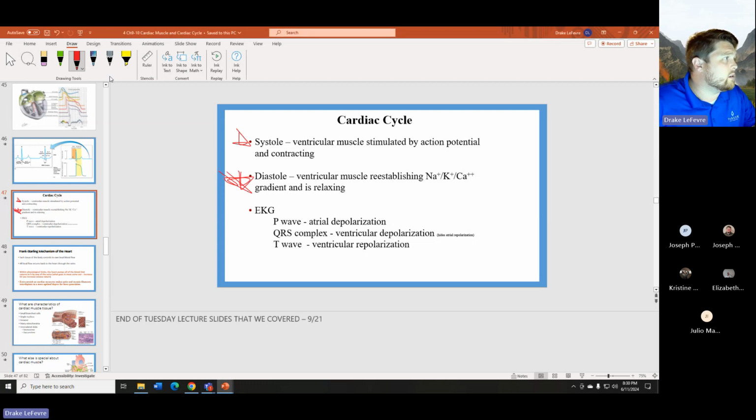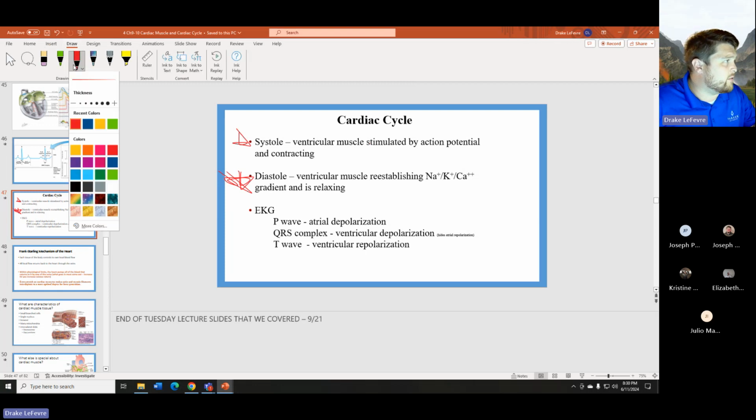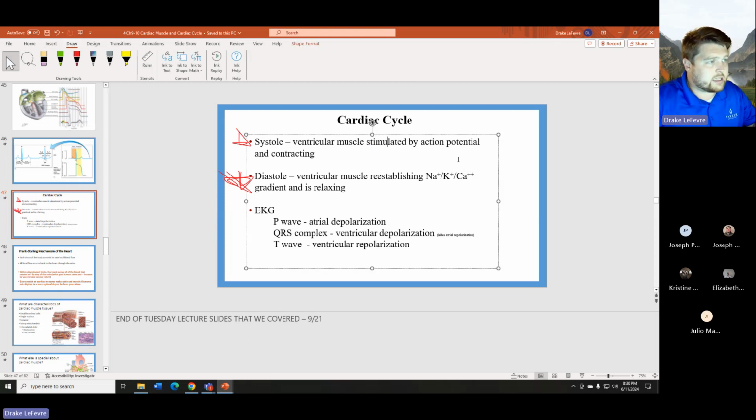I do not care what is happening in any other part of the entire heart. I care about the ventricles only. So when the ventricles are contracting, stimulated by an action potential, that is systole. Diastole is ventricular relaxation. As simple as that.